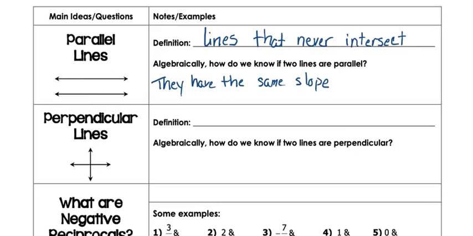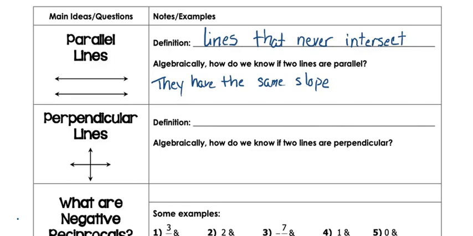Today we're going to take a look at parallel and perpendicular lines and how that applies to slope. First up, parallel lines are lines that never intersect. So lines that are running absolutely next to each other, and in order for them to do that and never cross over, what they have to have is the same slope. They actually have to have different y-intercepts as well.